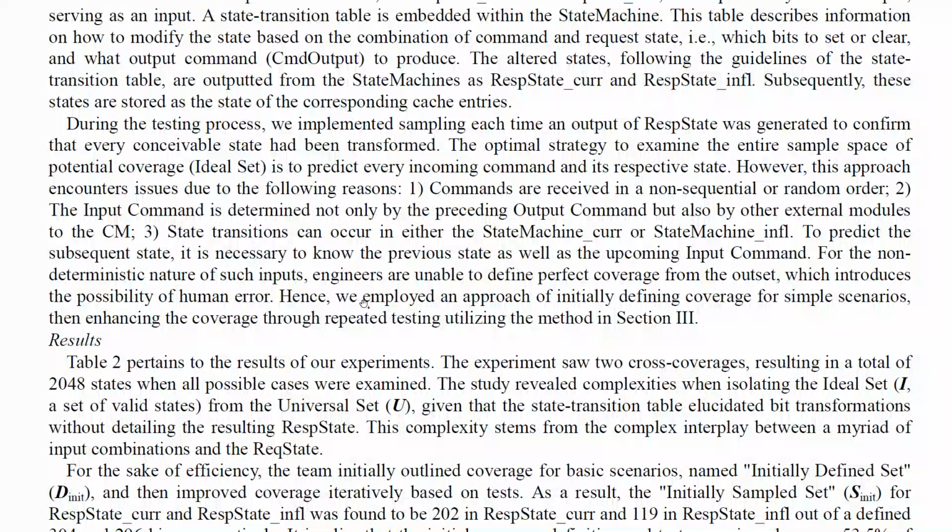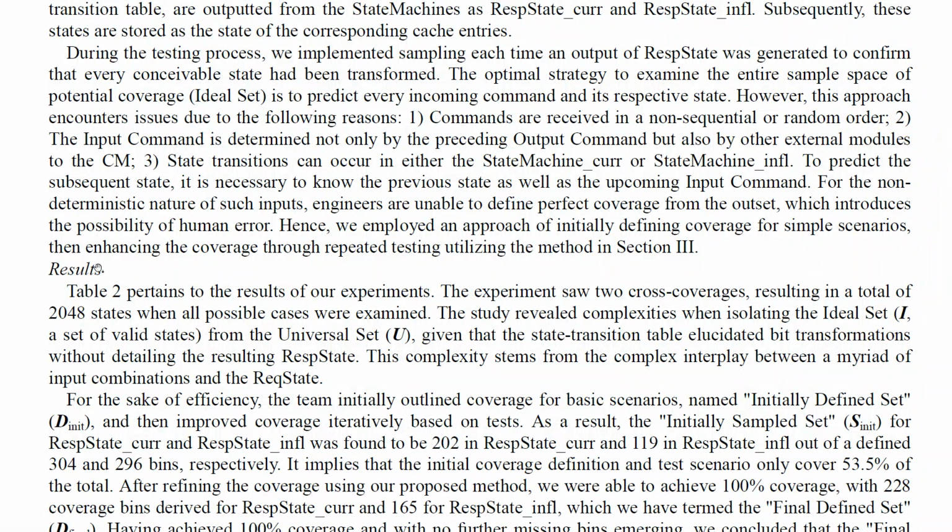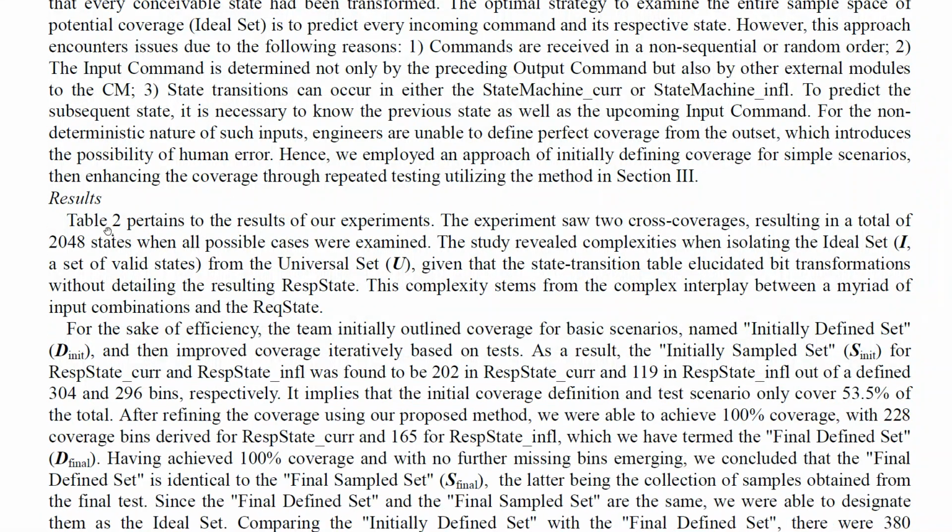Hence, we employ an approach of initially defining coverage for simple scenarios, then enhancing the coverage through repeated testing utilizing the method in section 3. So, the results: Table 2 pertains to the result of our experiment. The experiment saw the cross coverages resulting in a total of 2048 states when all possible cases were examined.